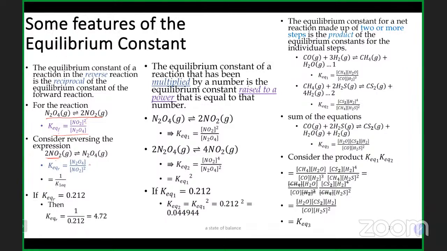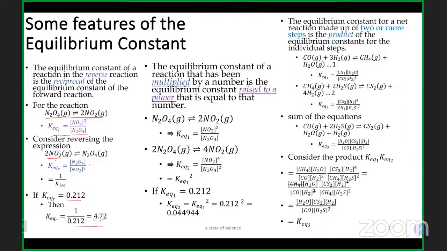So the equilibrium constant for a reaction in reverse is the reciprocal of the equilibrium constant for the forward reaction. So if K equals 0.212, that means that K reverse of the reverse equation will be equal to 1 divided by 0.212, which gives us 4.72.